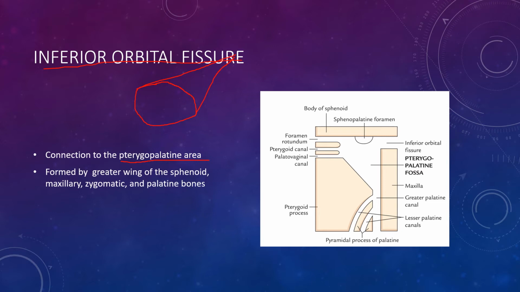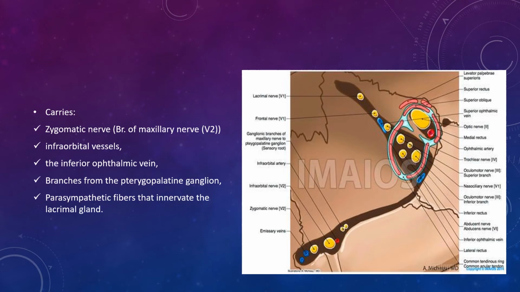It is formed by the greater wing of the sphenoid, by the maxillary bone, the zygomatic and the palatine bones. This is the pterygopalatine area. This is the inferior orbital fissure, and here is the orbit, right? It is formed by the greater wing of the sphenoid, the maxillary, the zygomatic and the palatine bones.